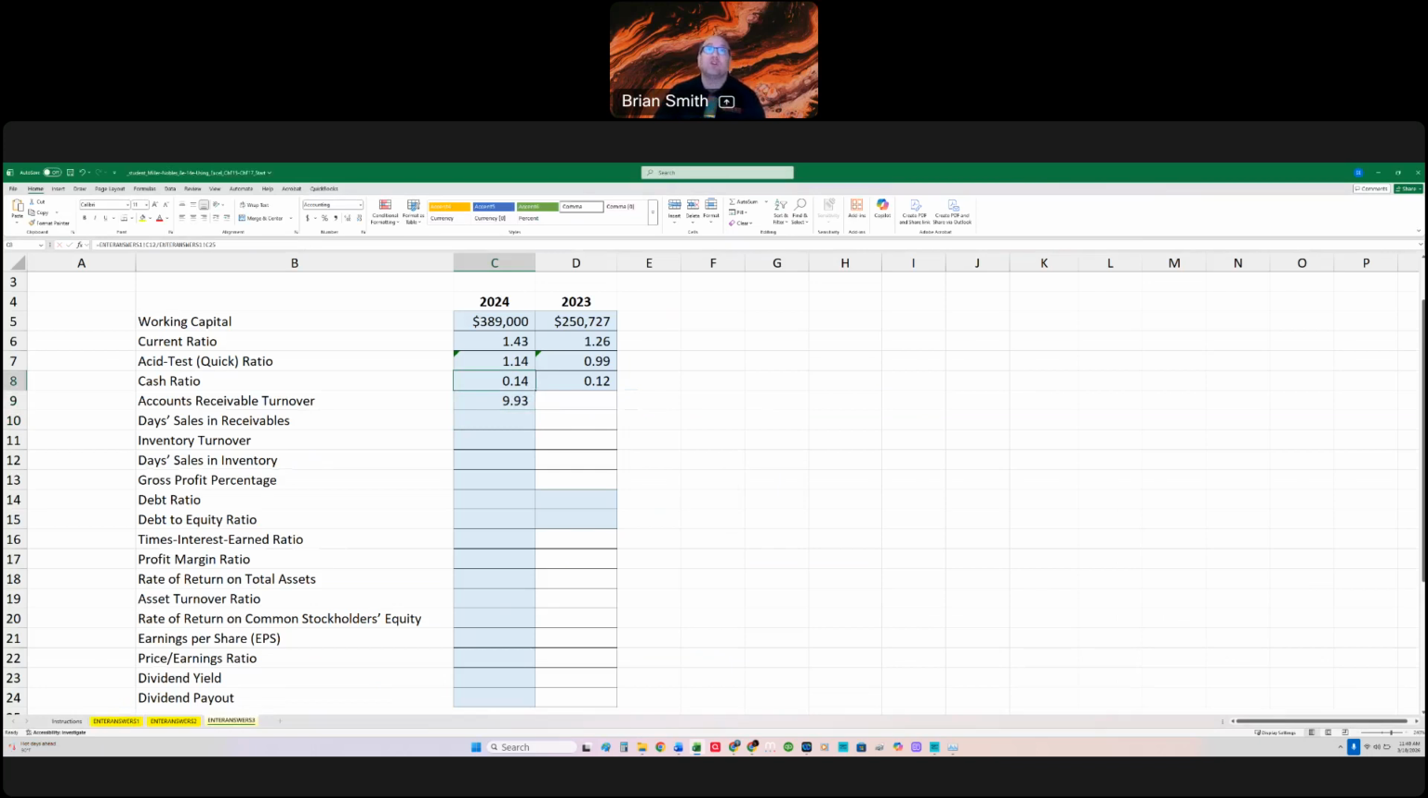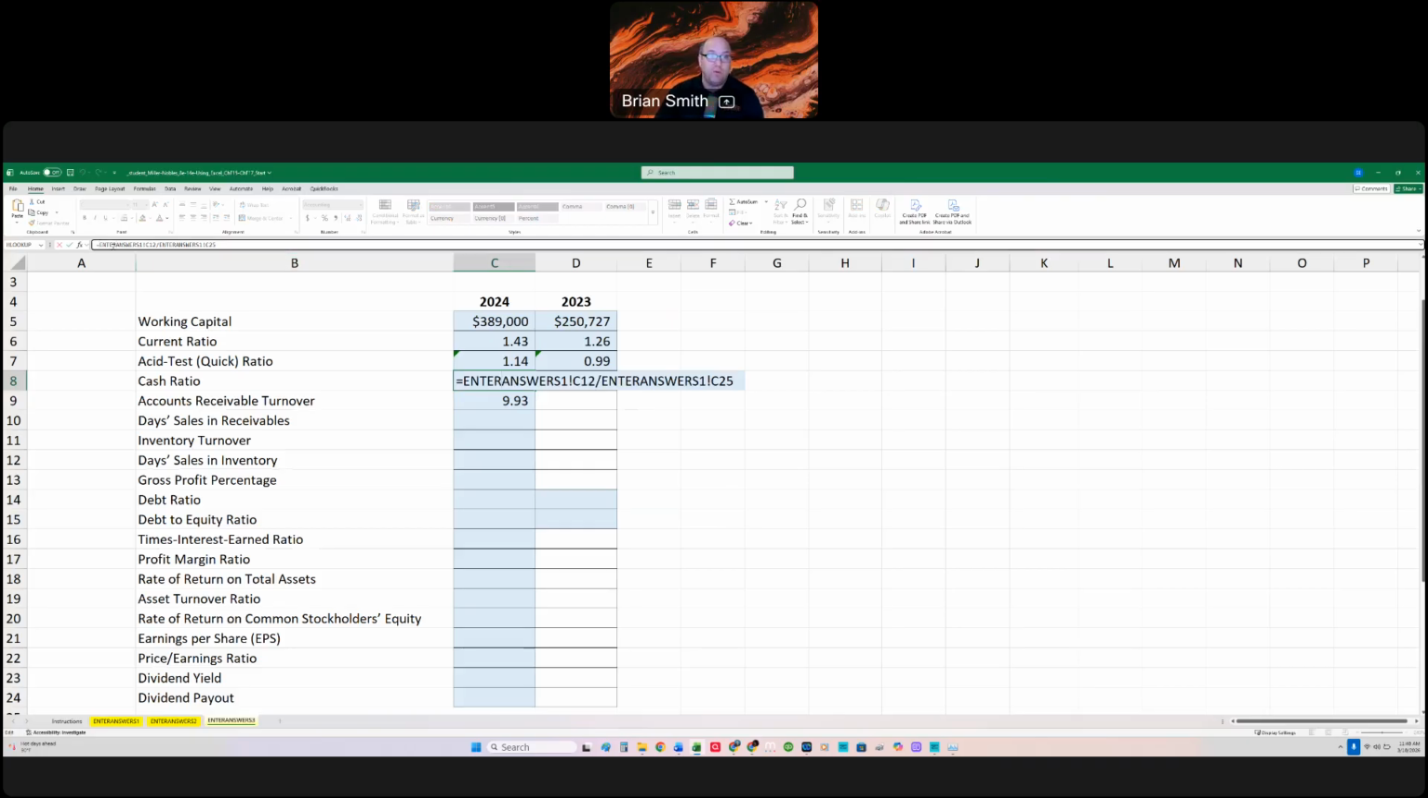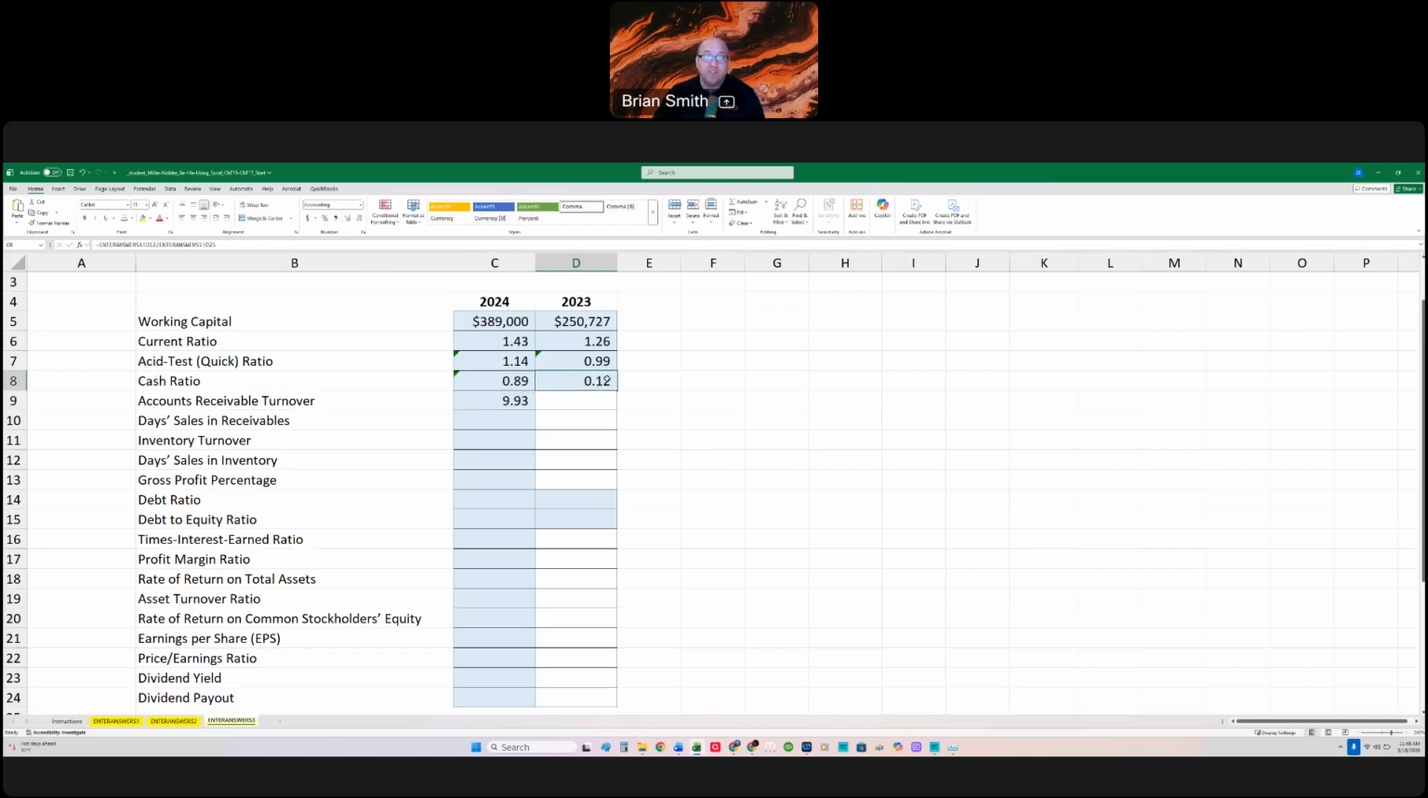We got to fix the cash ratio. I got to make sure I get it how they want it, because they wanted us to sum enter answers C1, C12 through C13. So they wanted us to include the accounts receivable and divide that by C25. So that's what we're changing cell C8 to. So go ahead and pause the video and look at that. And then we're going to need to change D to the same thing, but we're just going to drag this over and it increases it that way.